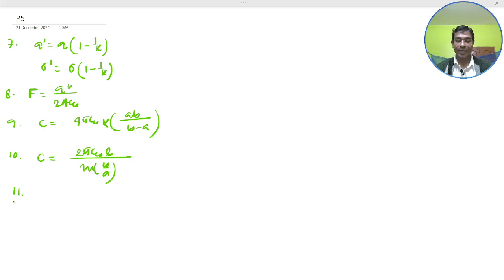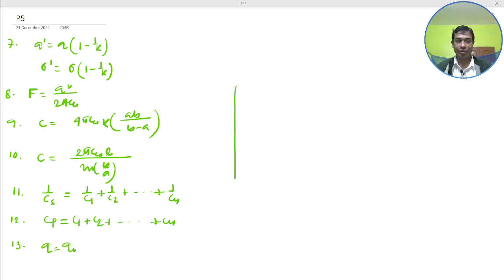And another one, capacitors connected in series. So 1 by CS is 1 by C1 plus 1 by C2 plus ... 1 by Cn. Connecting in parallel, Cp is equal to C1 plus C2 ... Cn. Reverse of resistance. Now charging of a capacitor through resistance. This is important.